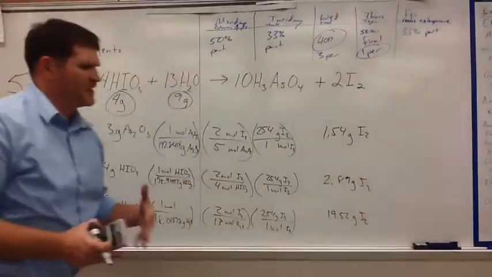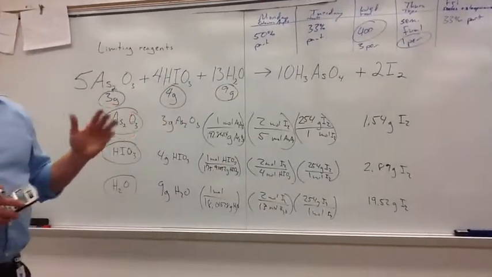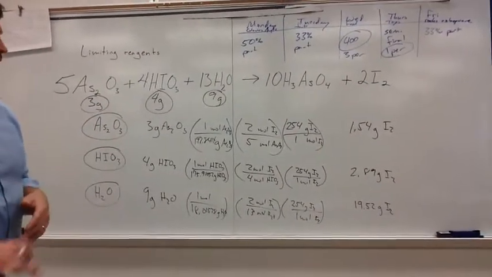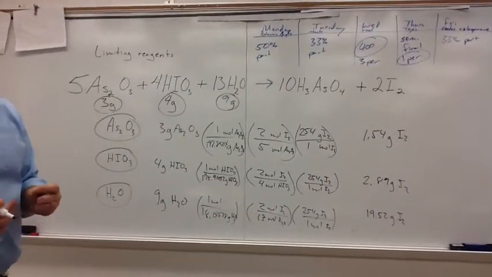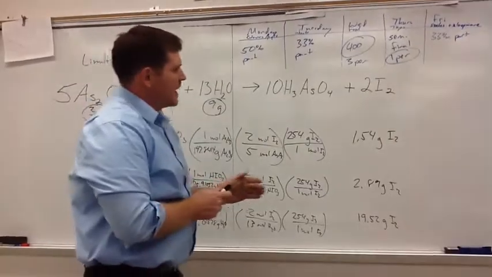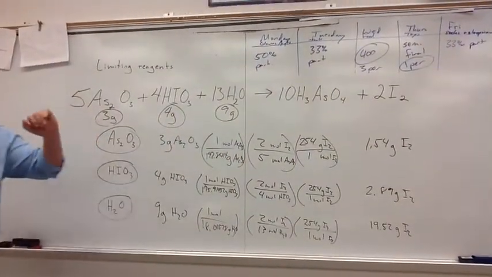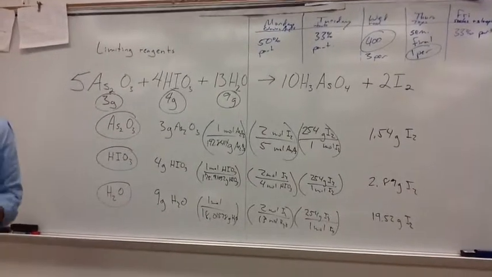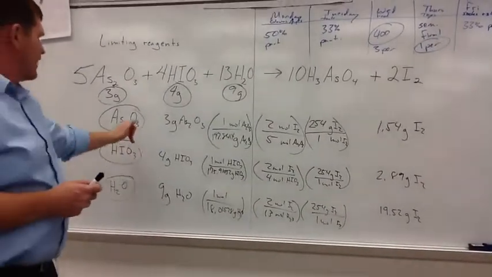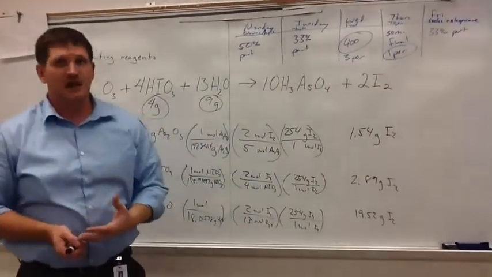Alright, those are the amounts that I could produce with those things. Now, only one of them, though, is going to limit us. There's going to be one that's going to stop the reaction first. Okay, the one that stops the reaction first is going to be the As2O3, because I can only produce 1.54 grams of iodine if I have that much. Everything else is going to be in excess. It means I have too much of it.